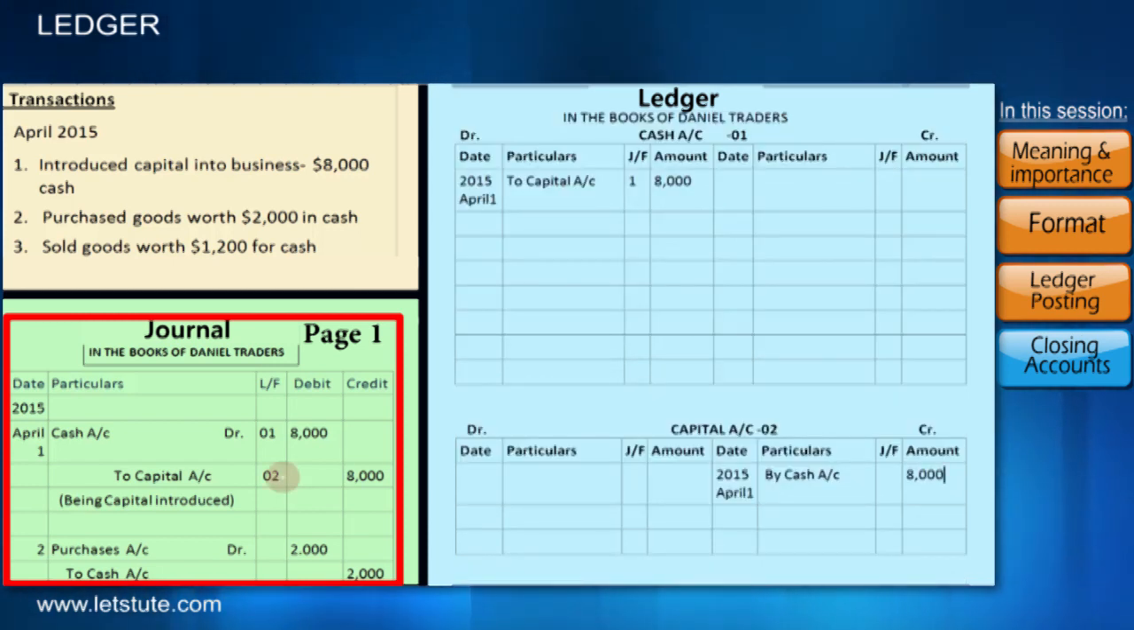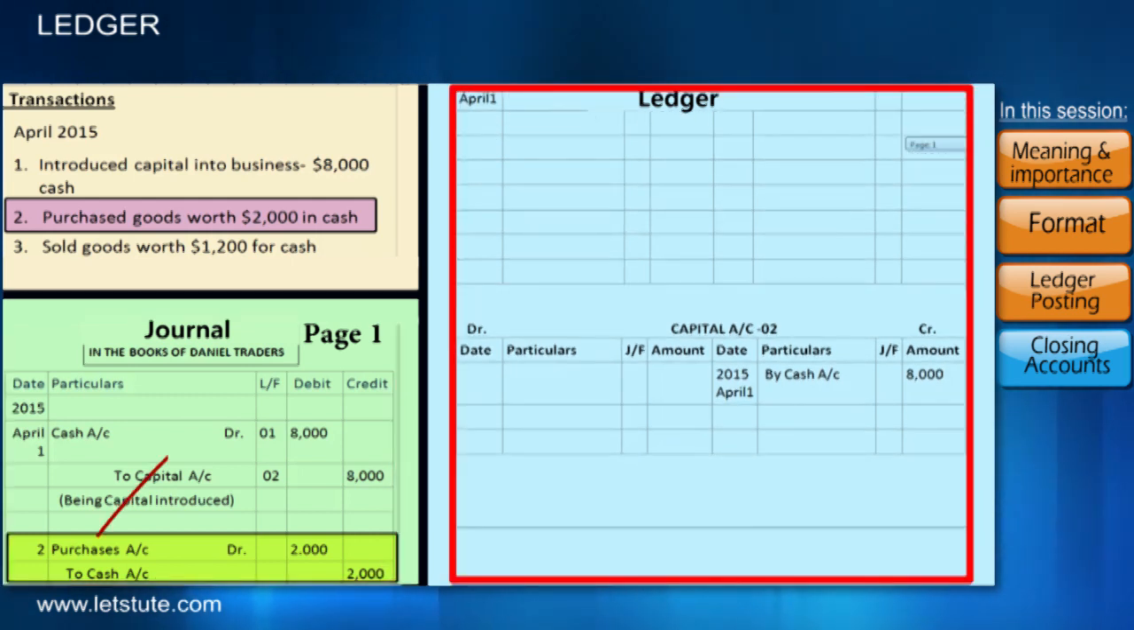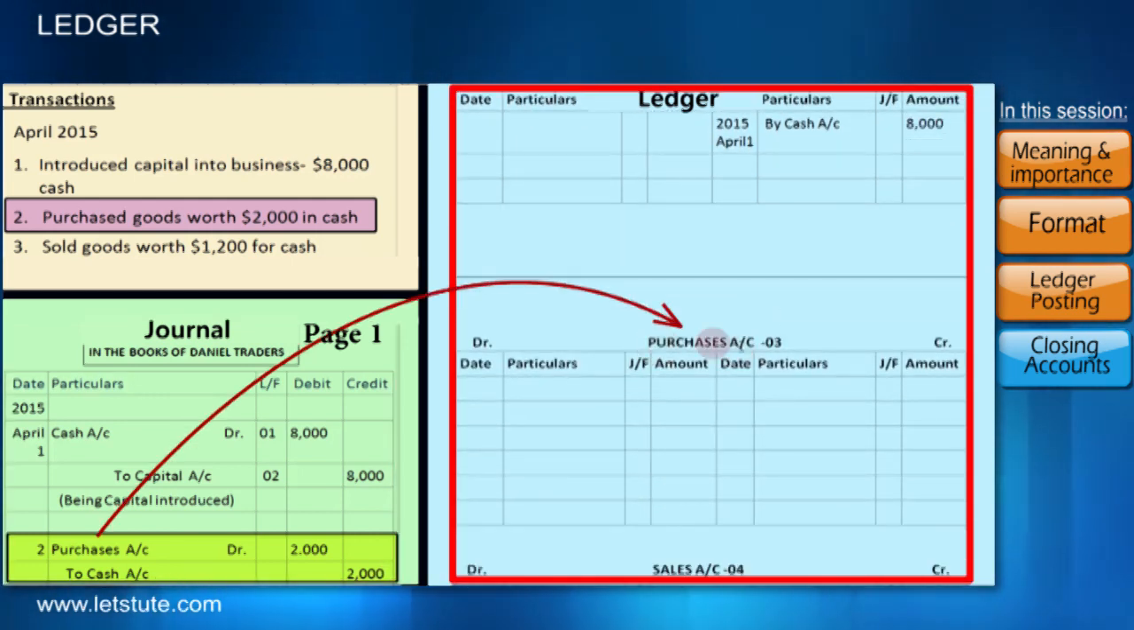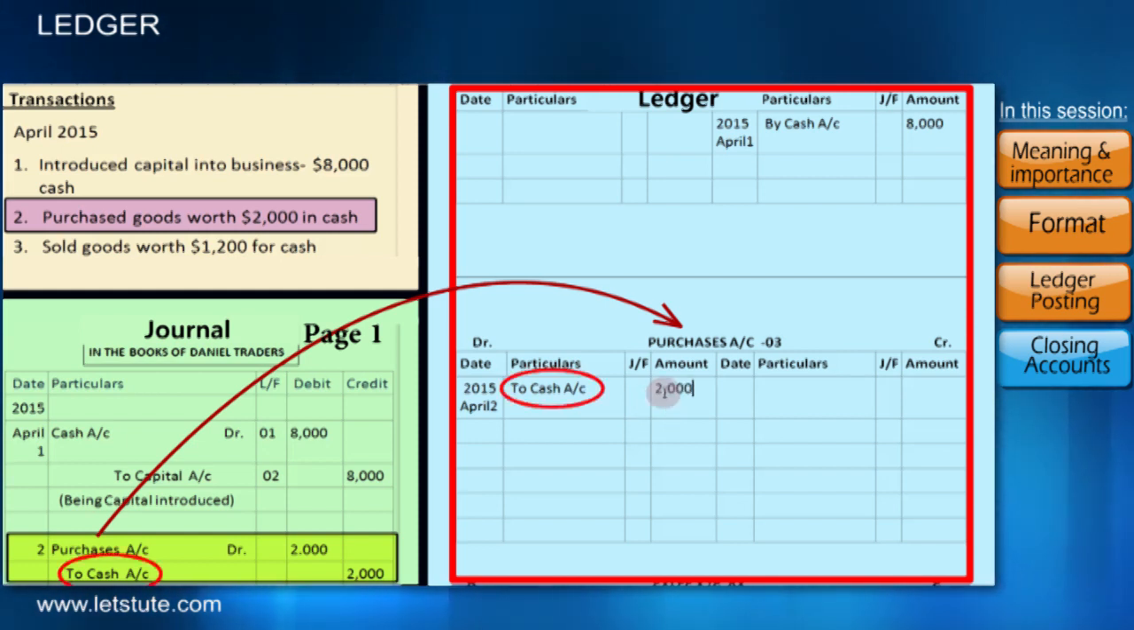Let's see the next one, purchased goods in cash. So purchases account debit to cash account 2,000. Now how do we write this? We go to purchases account in our ledger and it is debited. So on the debit side, left hand side, we write the date and to cash. That's right. How much? 2,000. As we have purchased goods against cash.